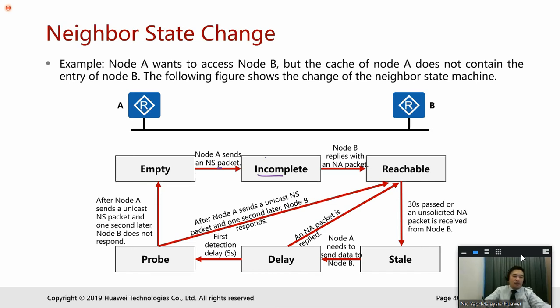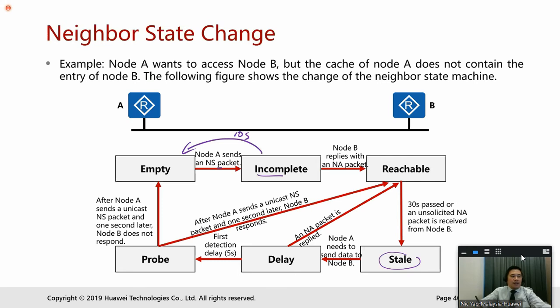Okay, let's say I did not receive any NA packet, I will go back to empty after 10 seconds. Then in this case, this entry will be removed. I do not require this entry because nobody replied to me. That means that I have no neighbor there. So after the neighbor is reachable, there is a 30 second timeout, and the neighbor state will change from reachable to stale. Okay, 30 seconds pass, or the solicited node message is received from node B, and they go to the stale state.